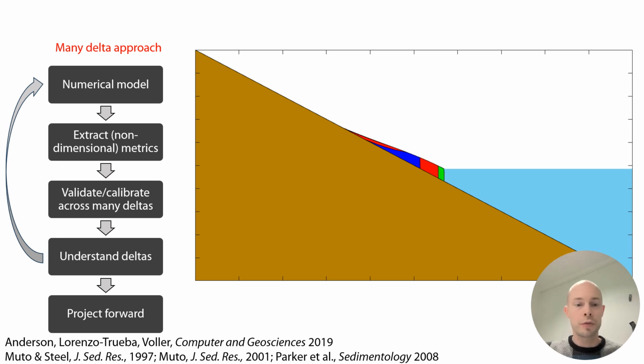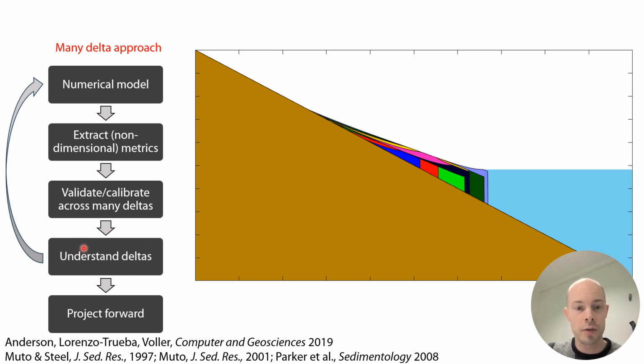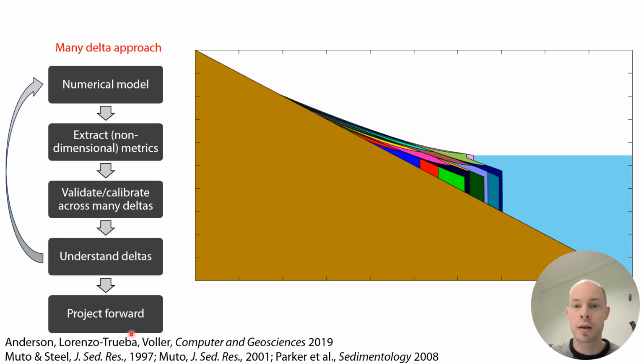What we did in this case, of course, is we followed these same 5 steps from numerical model, from extracting metrics, validating them against many deltas, using that to understand what is driving delta change, and then use that to project forward what is happening across many deltas.